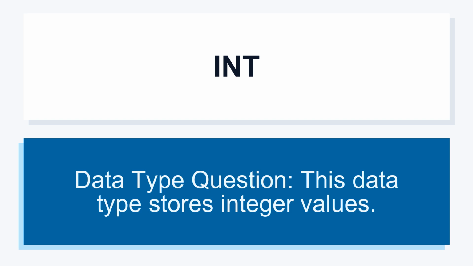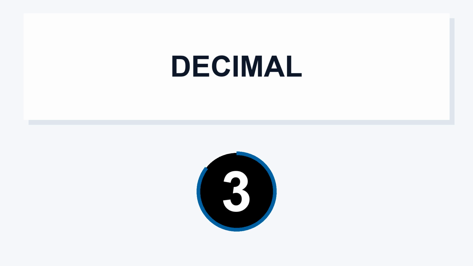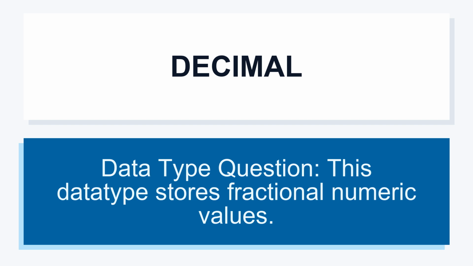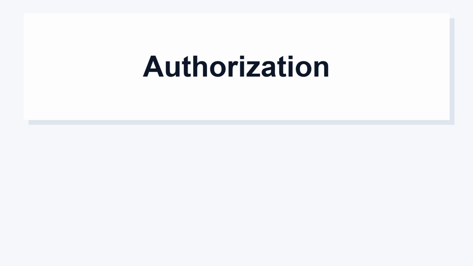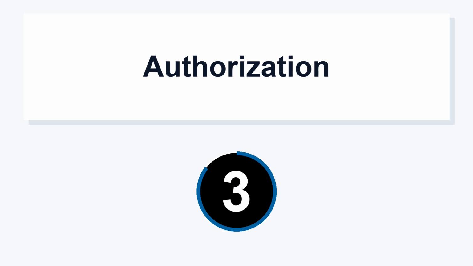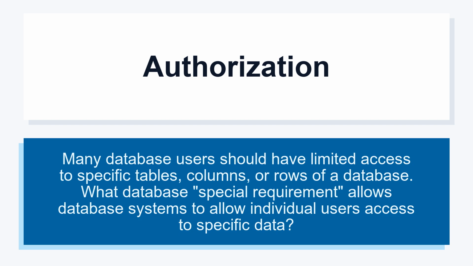Data type question: this data type stores integer values. Decimal. Data type question. This data type stores fractional numeric values. Authorization. Many database users should have limited access to specific tables, columns, or rows of a database. What database special requirement allows database systems to allow individual users access to specific data?